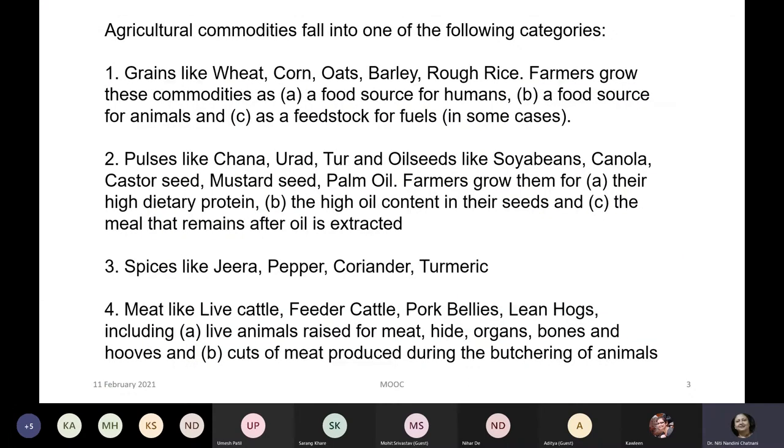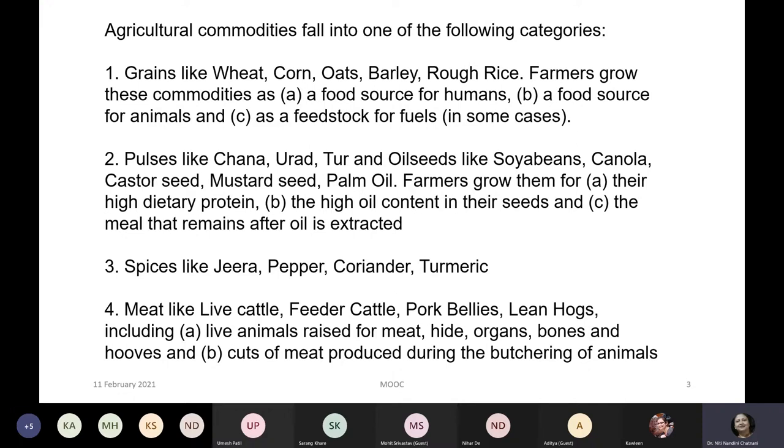Now, when we talk about agricultural commodities, they can be of various types. Sometimes you would not even believe that these are agricultural commodities. For example, the first thing that might come to your mind is grains like wheat or corn or rice, or pulses like chana dal or urad dal or tur dal. Oil seeds that we have just seen in the previous slides, like soya beans or castor seed. Then spices that we also saw in the previous slide, like jeera, pepper, and India is a big exporter of all these spices.